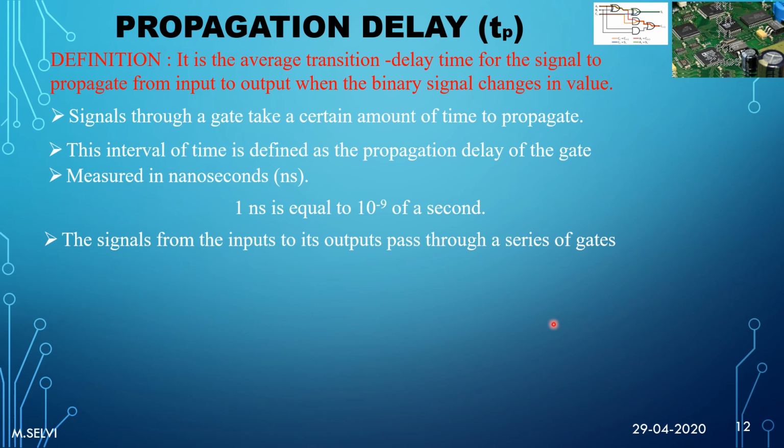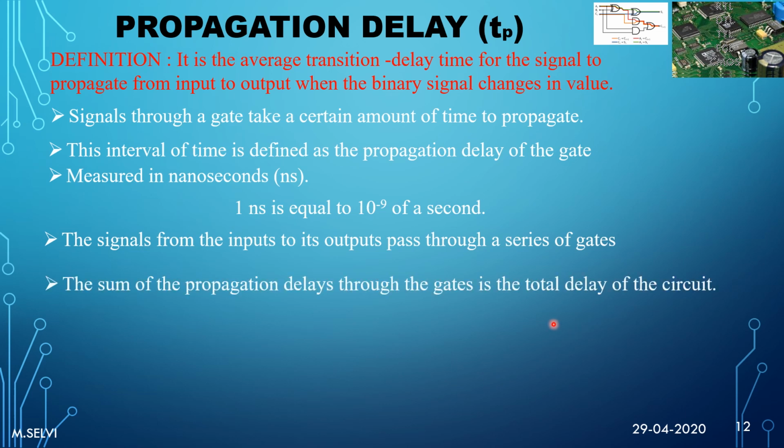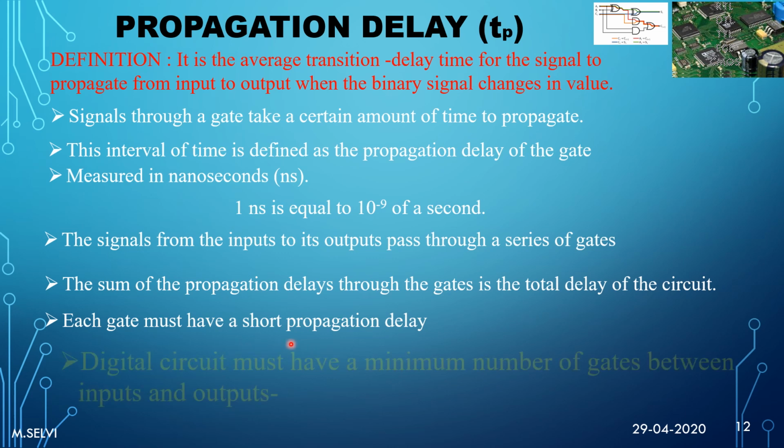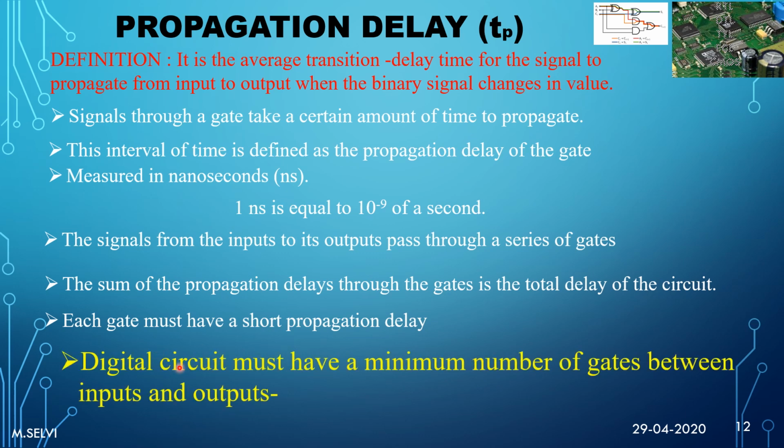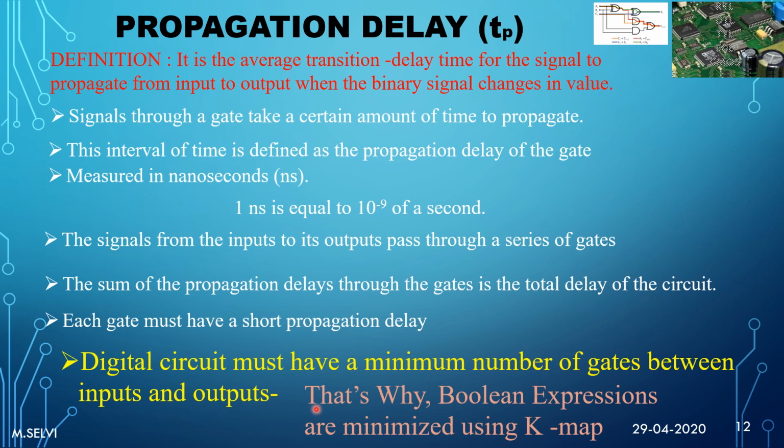The signal from the input to the output is passed through a series of gates. We don't use a single gate, we have a series of gates. Hence, the sum of these propagation delays put together is called the total delay of the circuit. Hence, each gate should have a very short propagation delay. And that is why digital circuits are supposed to have a minimum number of gates between the inputs and outputs. And that's why we use the K-map simplification method to minimize the Boolean expression so that we have a small number of gates connected in the circuit, or in turn the propagation delay is smaller.